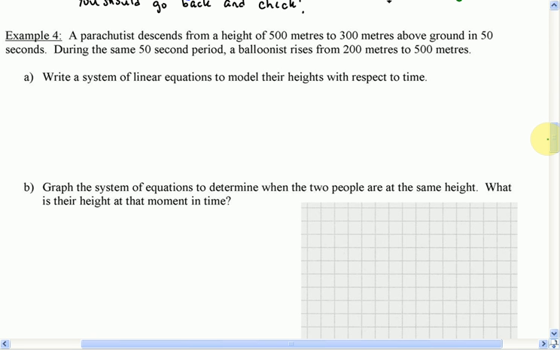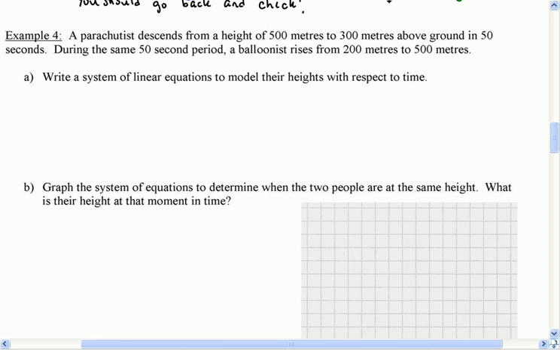A parachutist descends from a height of 500 meters to 300 meters above the ground in 50 seconds. During that same 50-second period, a balloonist rises from 200 meters to 500 meters. So one's going up, one's going down, right? So write a system of linear equations to model the heights.